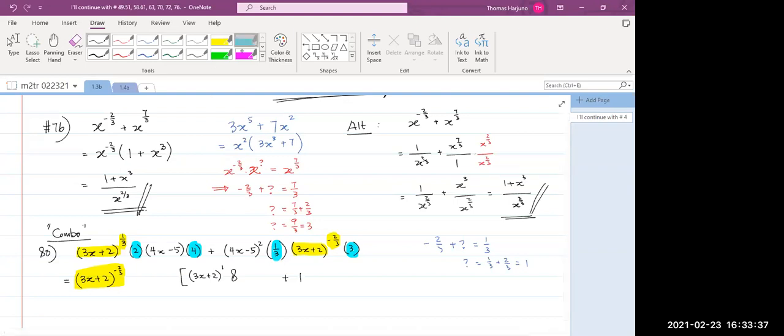Okay, that's the blue part. This is the yellow part. Now the green part. 4x minus 5 and 4x minus 5 squared. The smallest exponent is 4x minus 5. That's what I pull out.